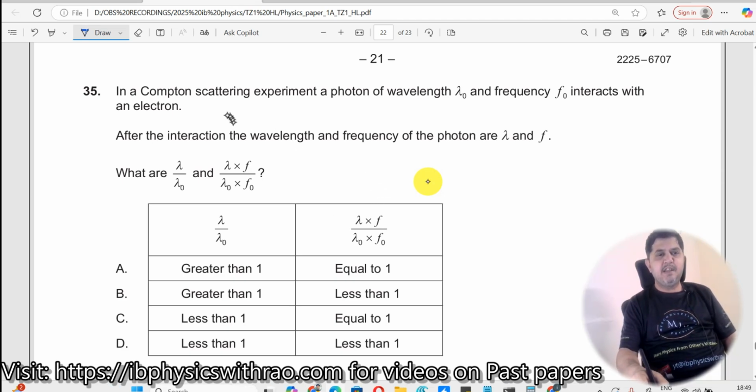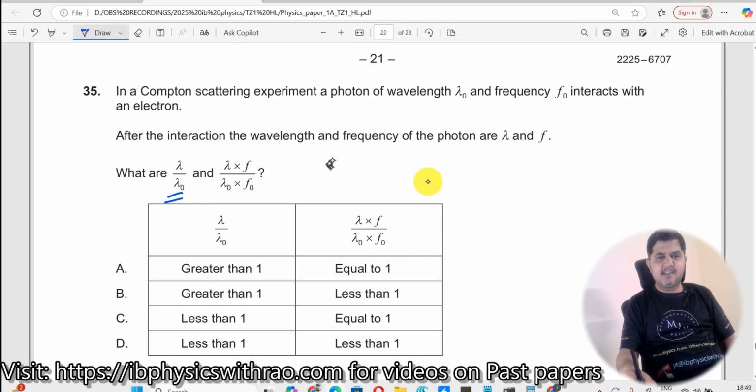Question number 35. In a Compton scattering experiment, a photon of wavelength lambda naught and frequency f naught interacts with an electron. After the interaction, the wavelength and frequency of the photon are lambda and f. What are lambda by lambda 0 and lambda f divided by lambda 0 f0? Okay, now let us address the first one here.